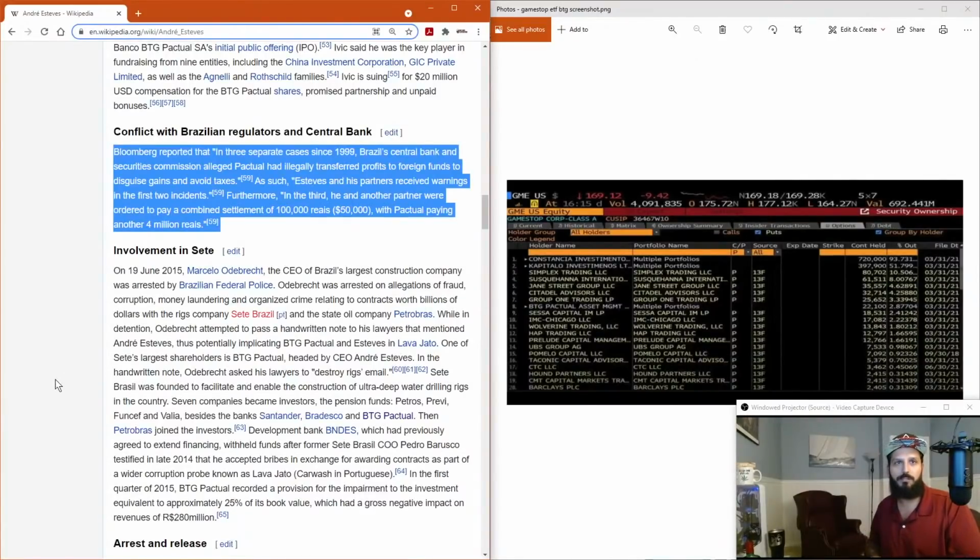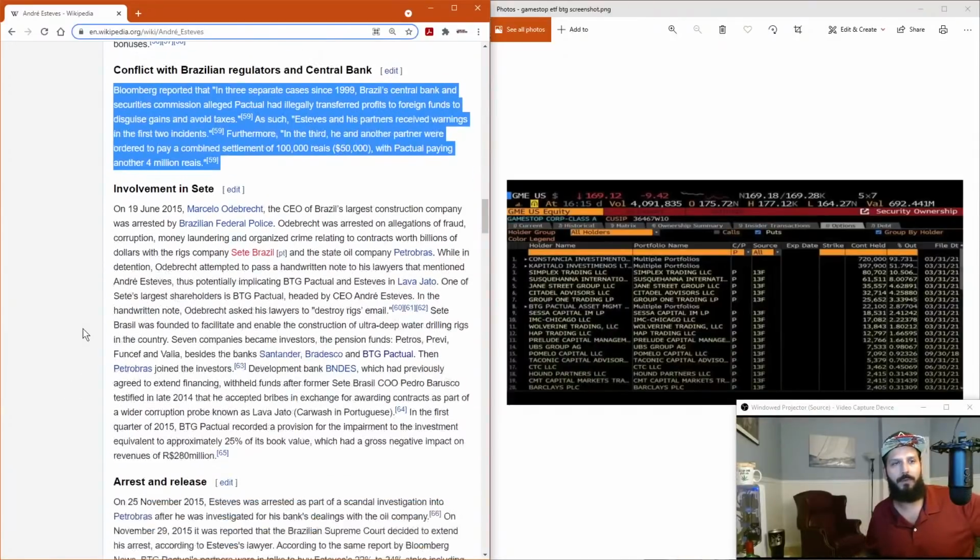Look at the conflict with Brazilian regulators and the central bank. Bloomberg reported that in 3 cases since '99, Brazil's central bank and Securities Commission alleged Pactual had illegally transferred profits to foreign funds to disguise gains and avoid taxes. These felons. As such, Esteves and his partners received warnings. They got a slap on the wrist. I will give you a warning for your billions of dollars in profits and tax evasion. Furthermore, in the third, he and another partner were ordered to pay a combined settlement of 100,000 reals, with Pactual paying another 4 million reals.